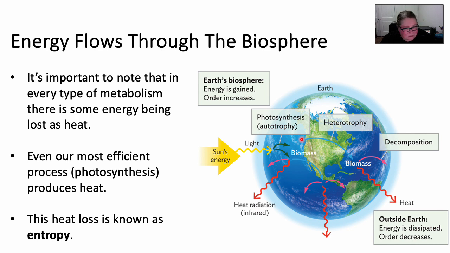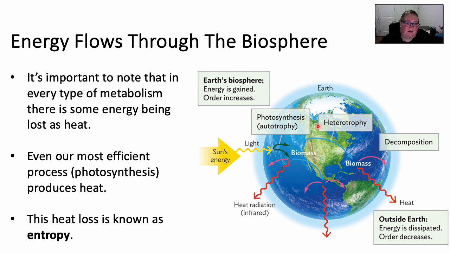When energy is gained by Earth's biosphere, that means we're increasing the order, which means we're decreasing the entropy. As we start to make these different sugars, as we make biomass, we are always going to lose some energy in the process to heat. It's going to become unusable. This heat loss is what we also call entropy, because as we lose heat, we add chaos to the system around the molecules being made, which increases the entropy.